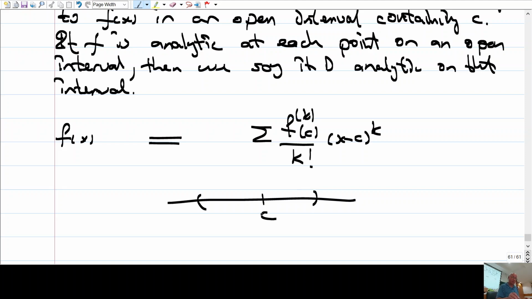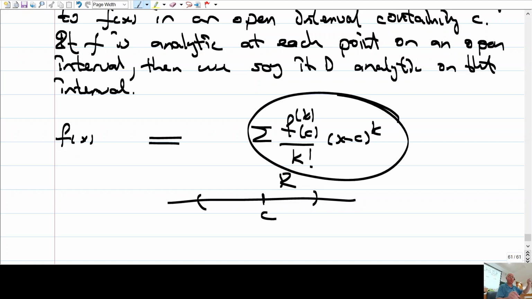Suppose we have an interval like this. If it is convergent on this interval to this function, then it doesn't matter how big or small this interval is. If there is an interval like this, so that this power series is convergent to f of x for all x in this interval, then we say that f is analytic, okay?